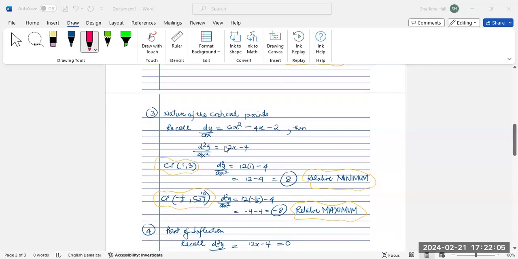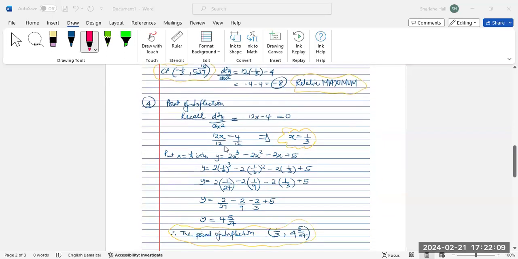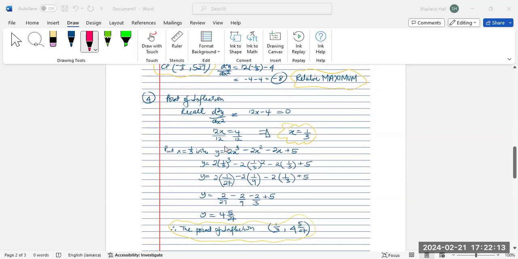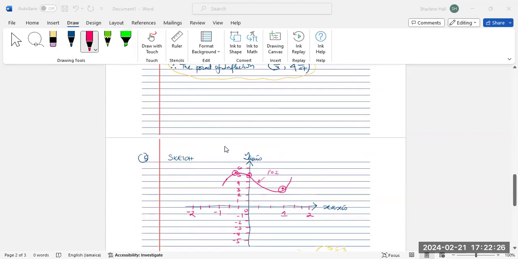1/3 and 113 over 27. Check to see if 113 over 27 is the same thing as 4 and 5 over 27 for me. Yes, sir. I had worked it out when I saw that you had it as a mixed number. Okay, good. And now, that's my sketch. So you can see where my maximum is.